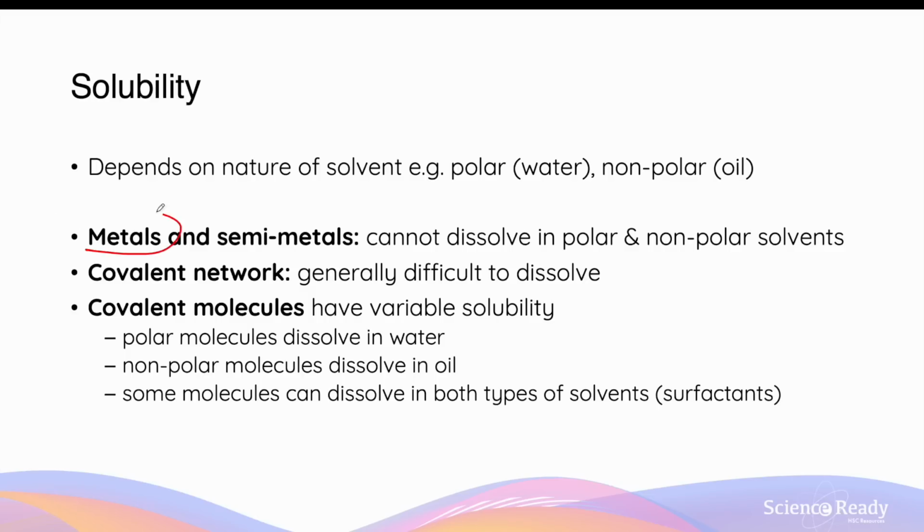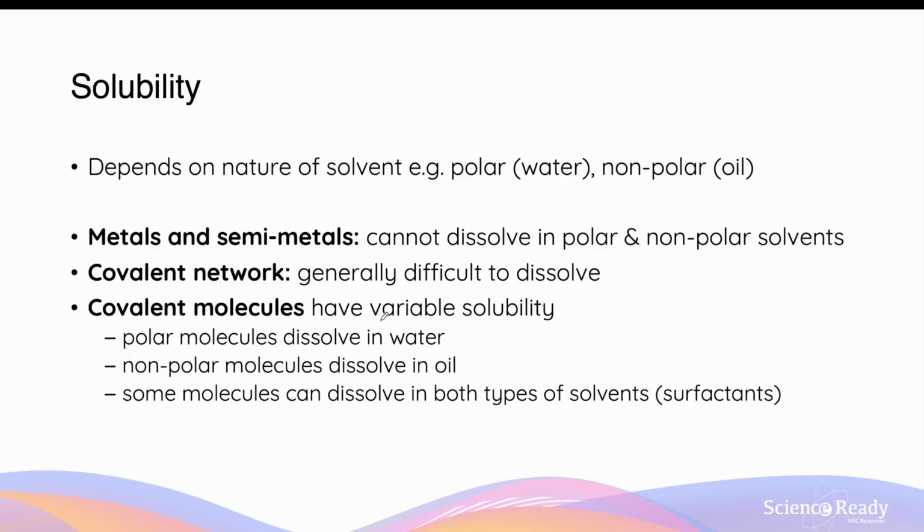Recall that metals occupy a metallic lattice and semi-metals occupy a strong covalent network structure. Similarly, non-metals which occupy a covalent network structure, like graphite and diamond, which are both allotropes of carbon, are generally difficult to dissolve in solvents, regardless of their polarity.